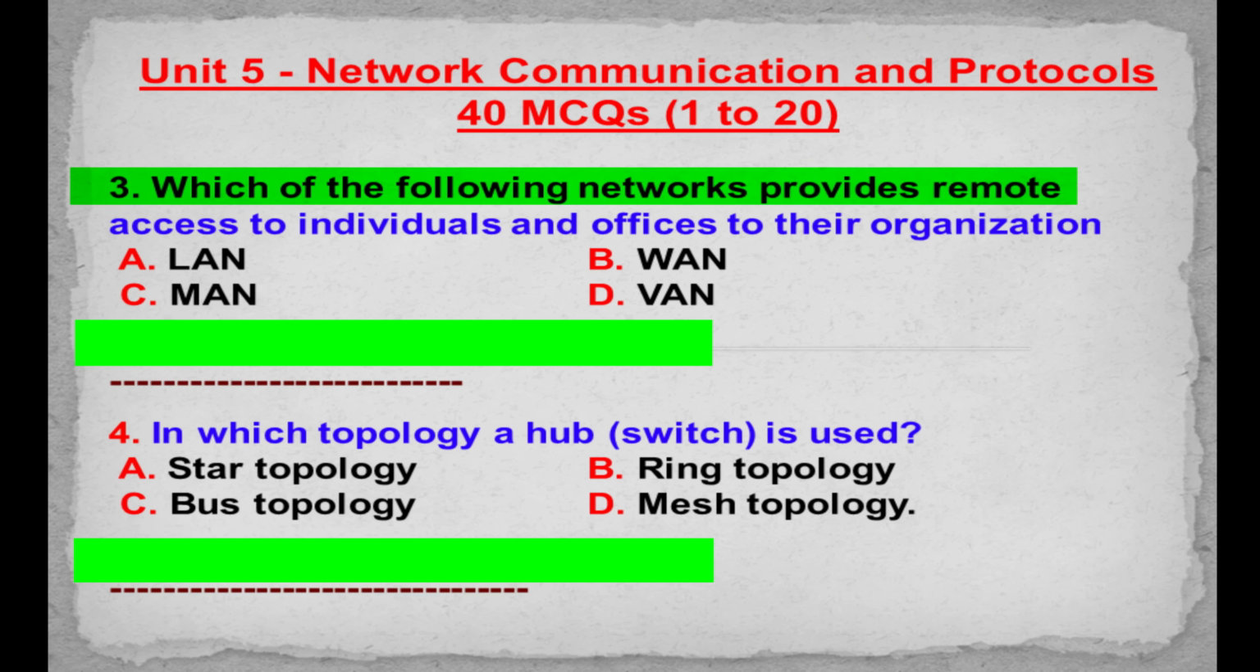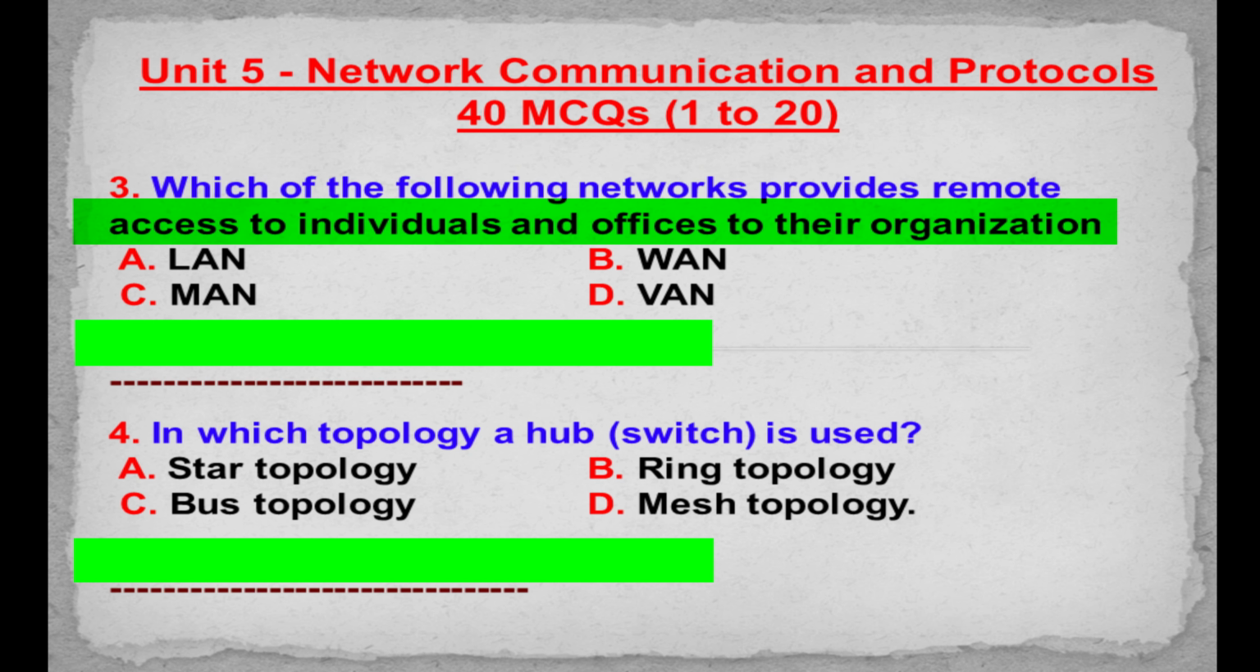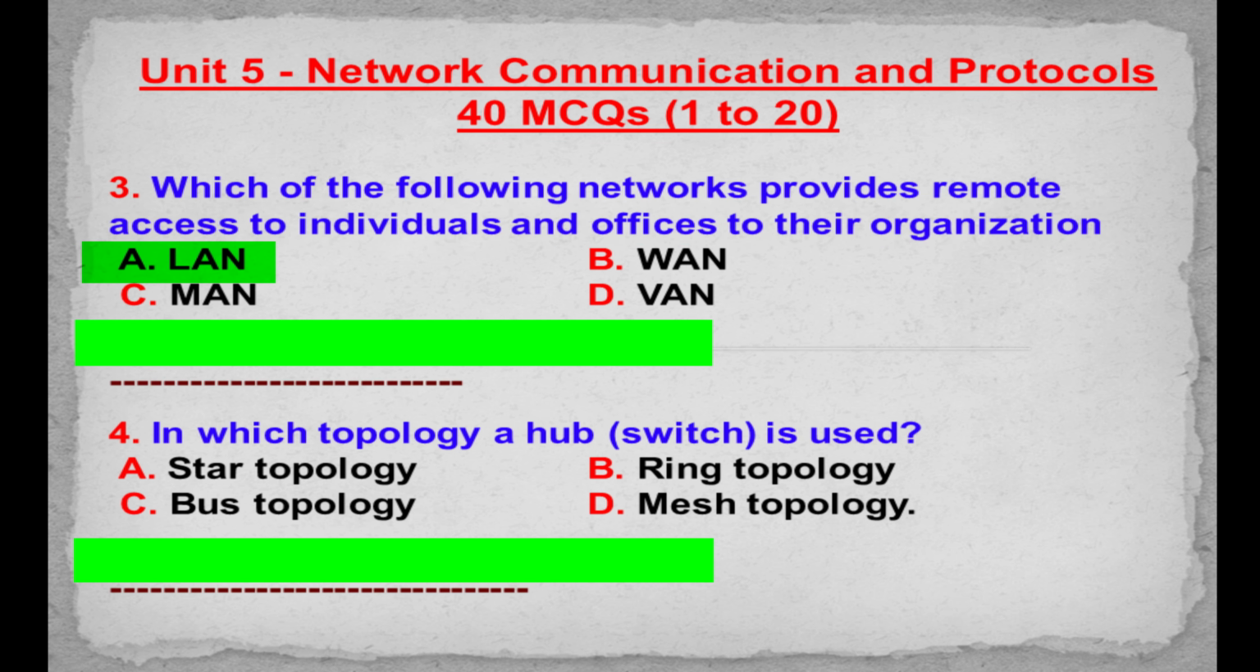MCQs number 3. Which of the following networks provides remote access to individuals and offices to their organization? Option A, LAN. Option B, WAN. Option C, MAN. Option D, VAN. Correct answer is option D, VAN.